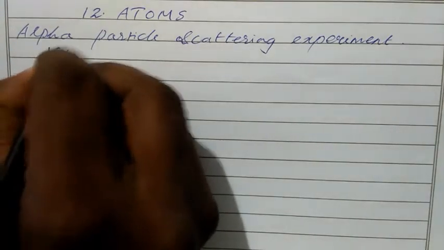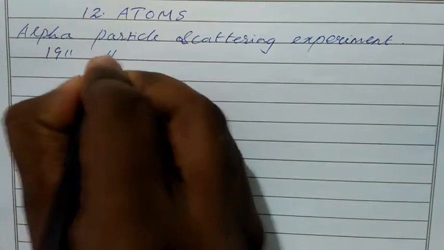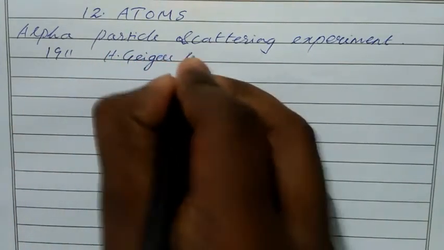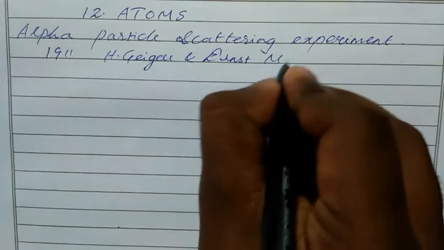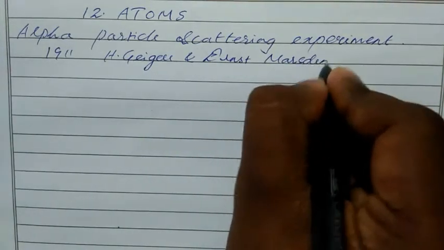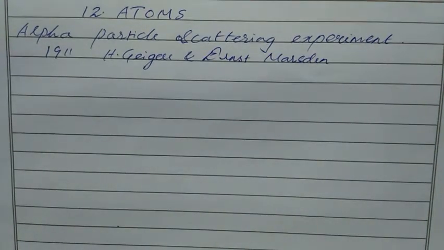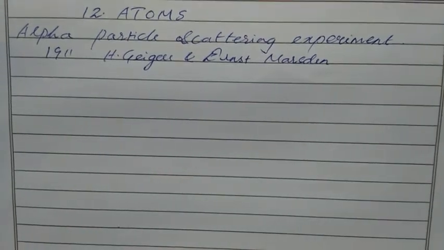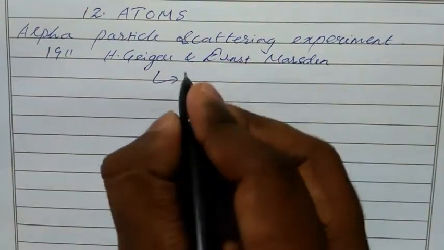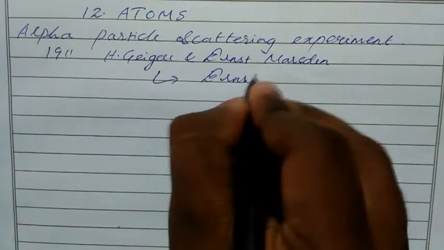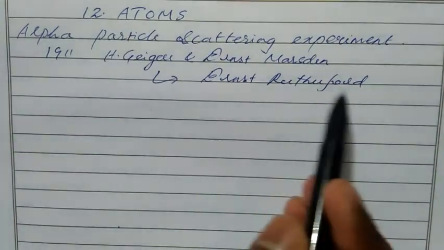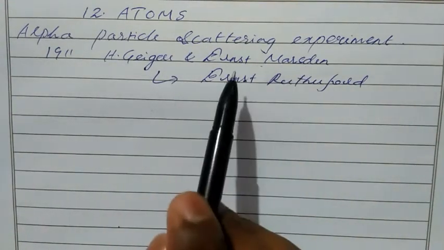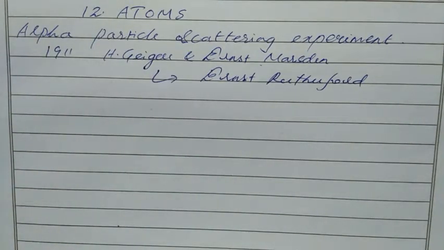In 1911, H. Geiger and Ernst Marsden, these two physicists, the students of Ernst Rutherford, did one experiment on the suggestion of Ernst Rutherford, that is the alpha particle scattering experiment, or we can say the Rutherford experiment.